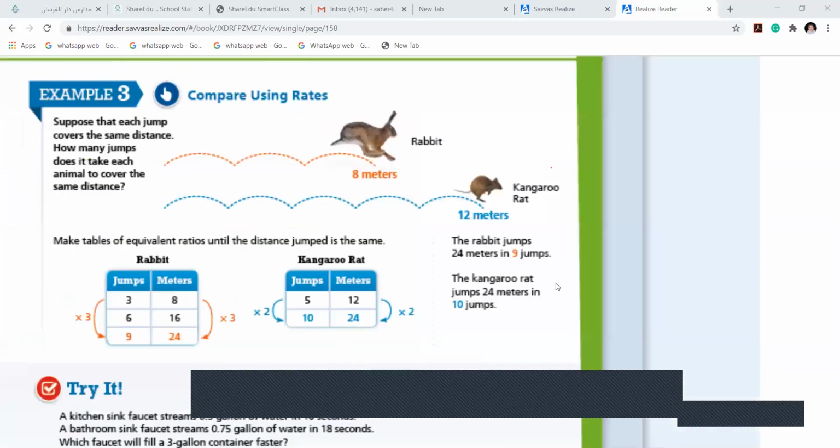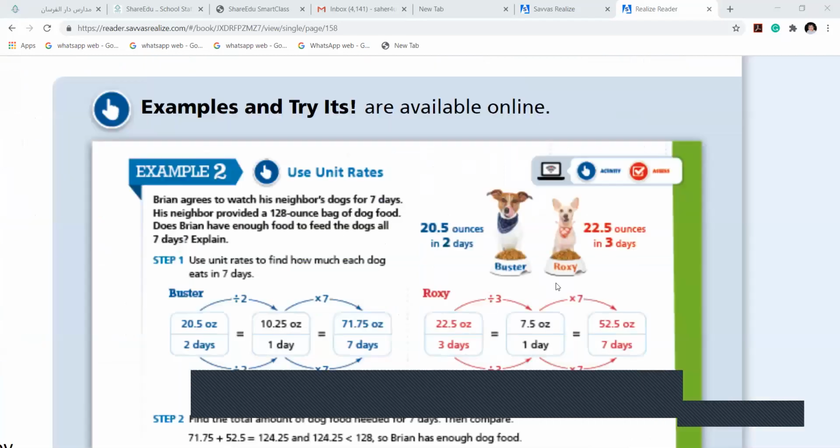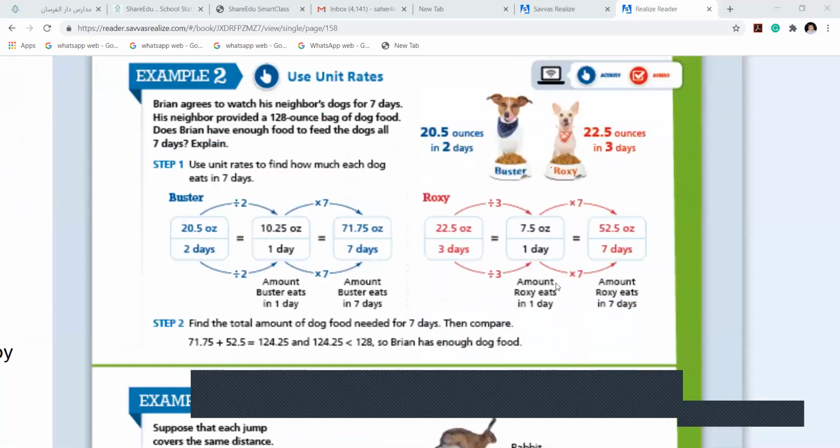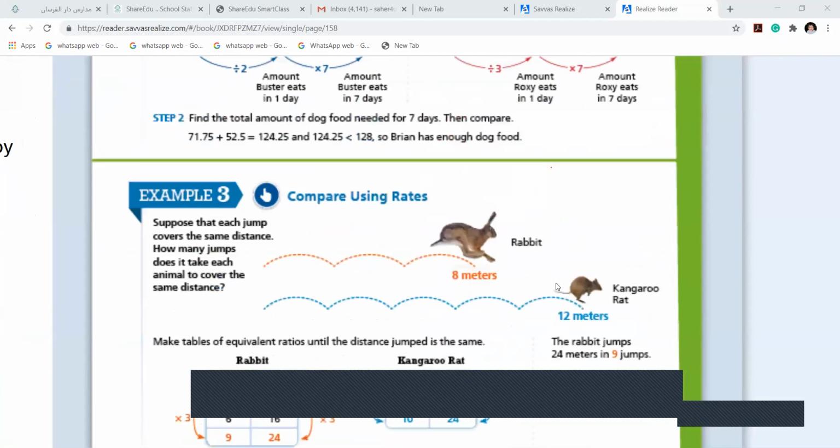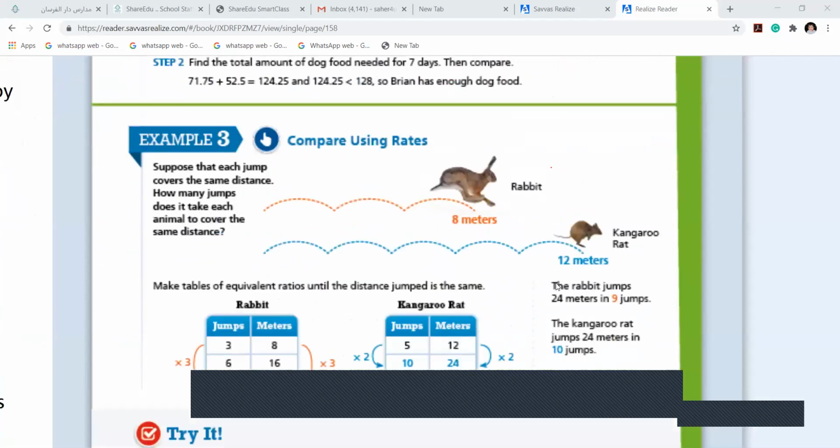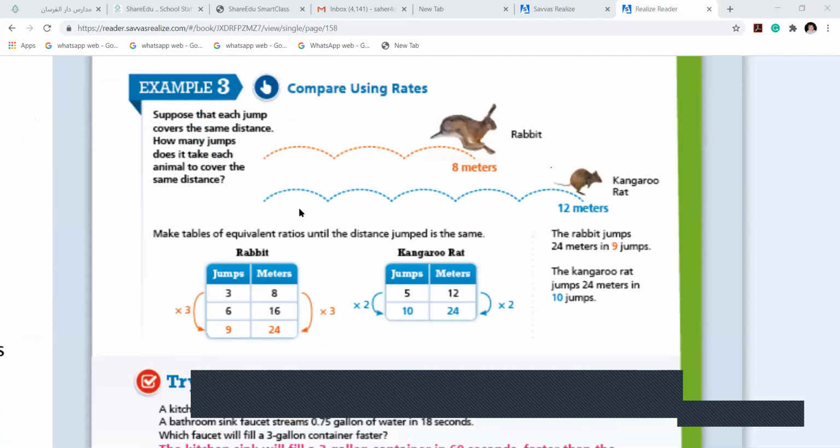Now turn to page number 87. Now let us directly come to the question. Example 3, I will explain to you. Suppose that each jump covers the same distance. How many jumps does it take each animal to cover the same distance?